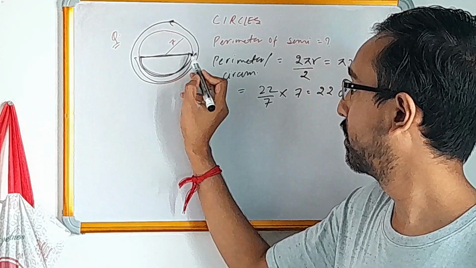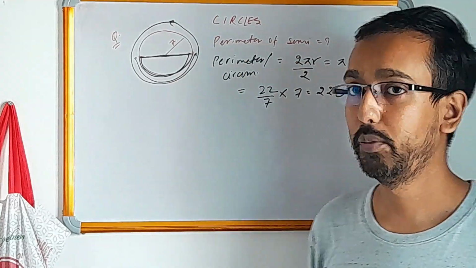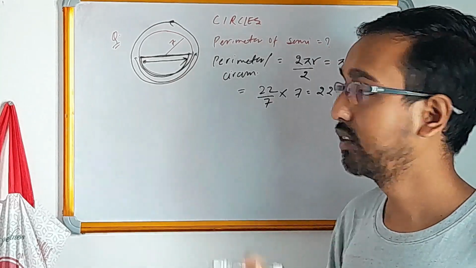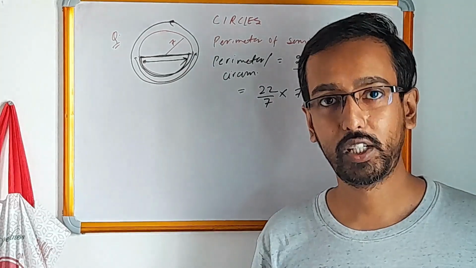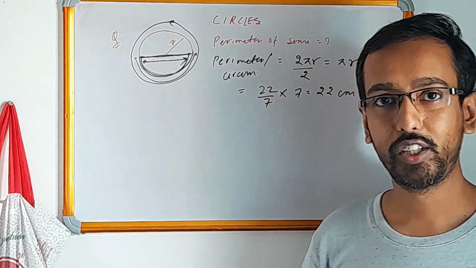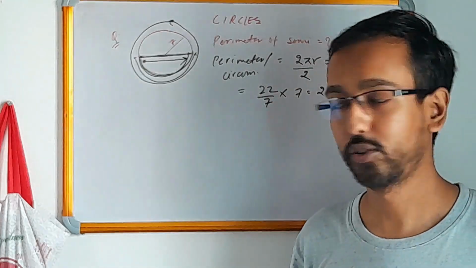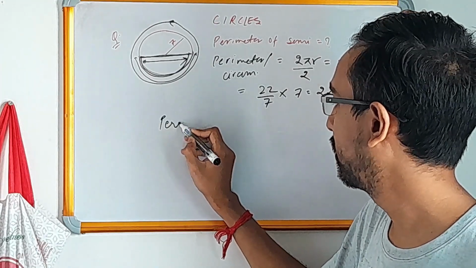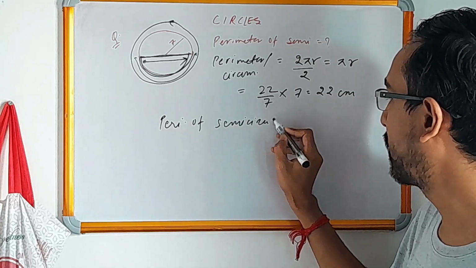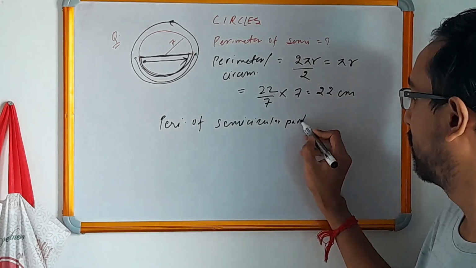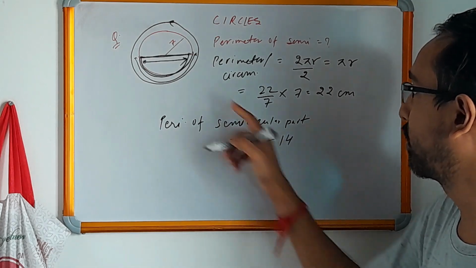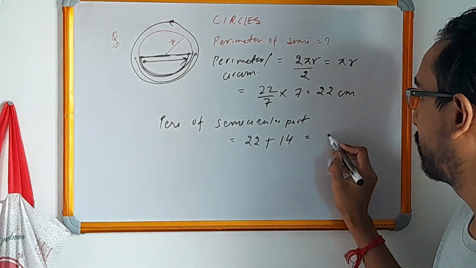Now, since we have to find the perimeter of the semicircular part, we have to add this part also. This part is the diameter, and we know that the diameter of the circle is 7 plus 7, which is 14 cm. So we add this 14 cm to this 22 cm also. So the perimeter of each semicircular part is equal to 22 cm plus 14 cm. It comes out to be 36 cm.